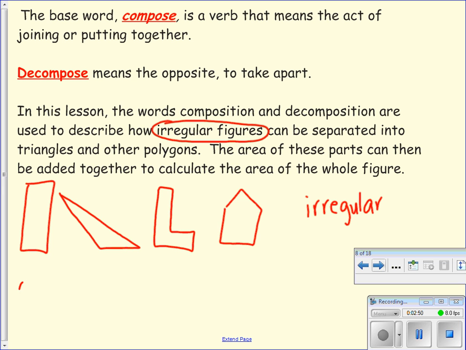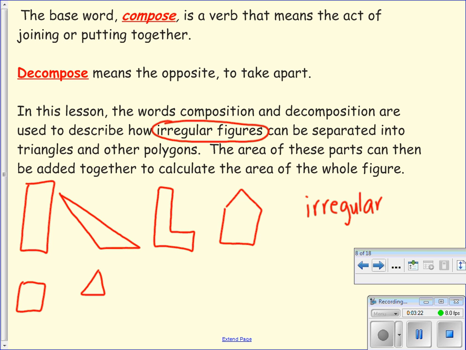So a square would be regular. An equilateral triangle would be regular. Oh, that's not a regular hexagon. That was supposed to be a regular hexagon. Okay? So when all of the angles and all of the sides have the same measurements, so all the angles have the same measurement as each other, and all the sides have the same measurement as the other sides, it's considered a regular shape.